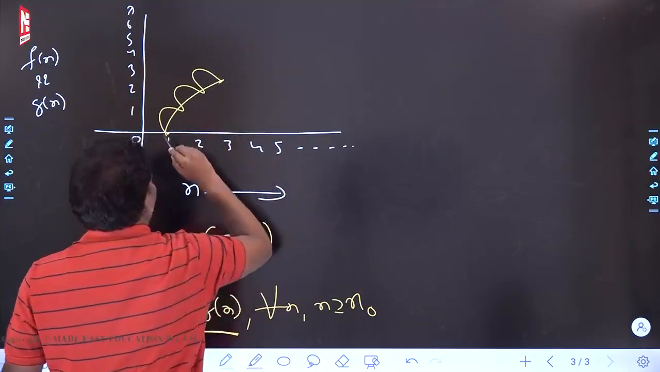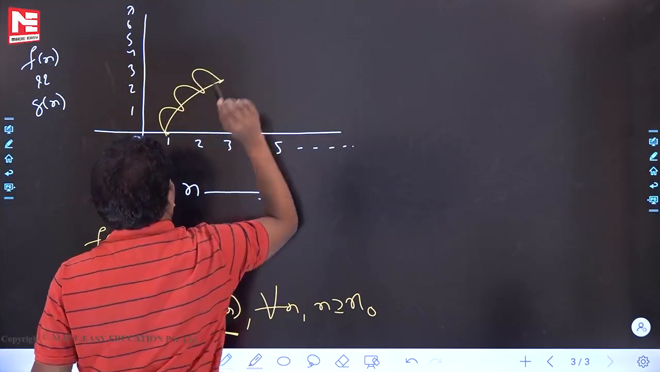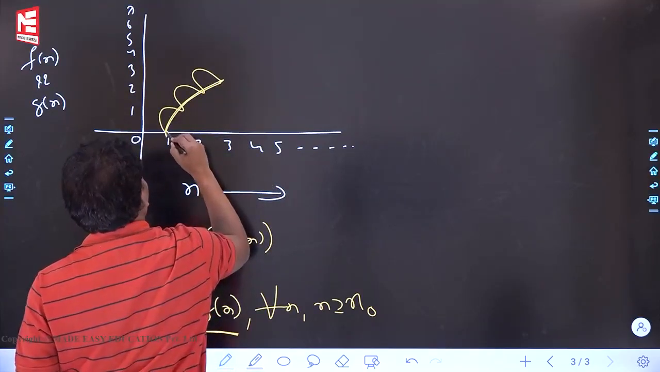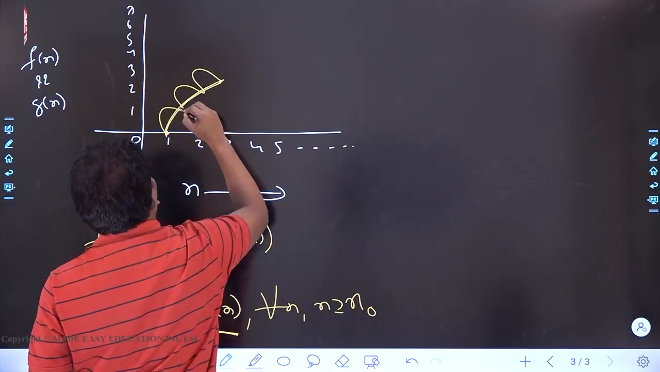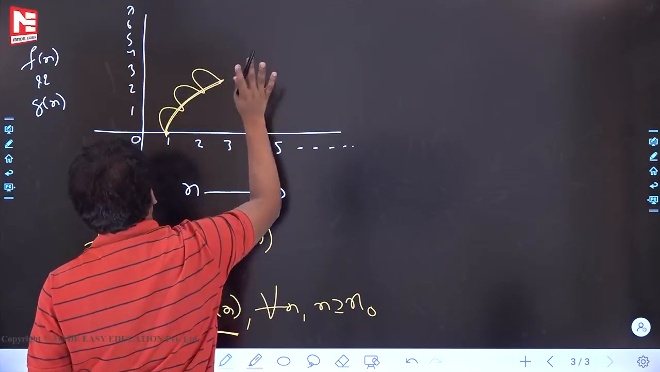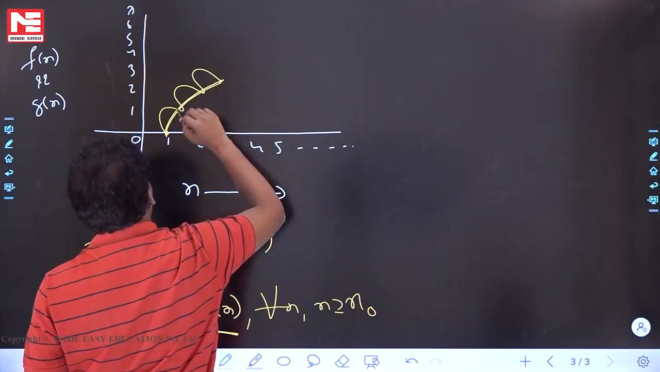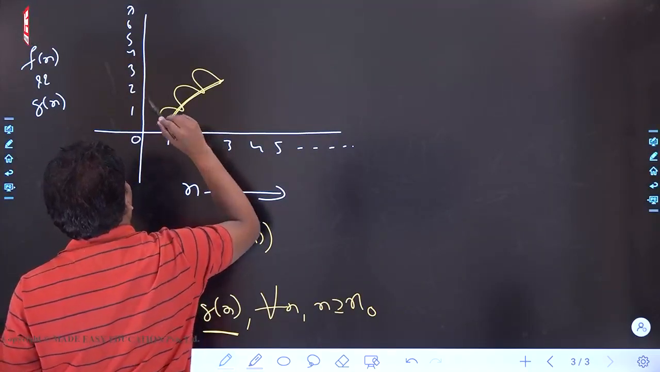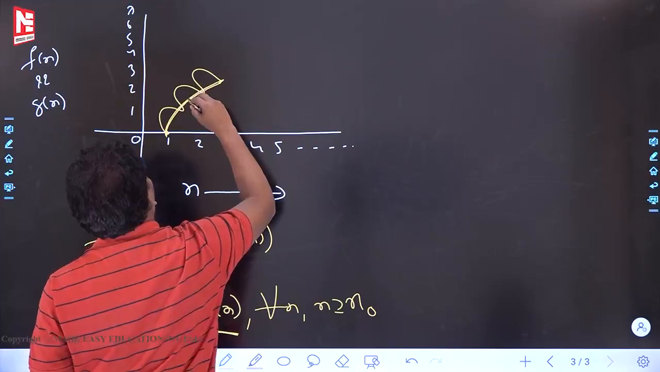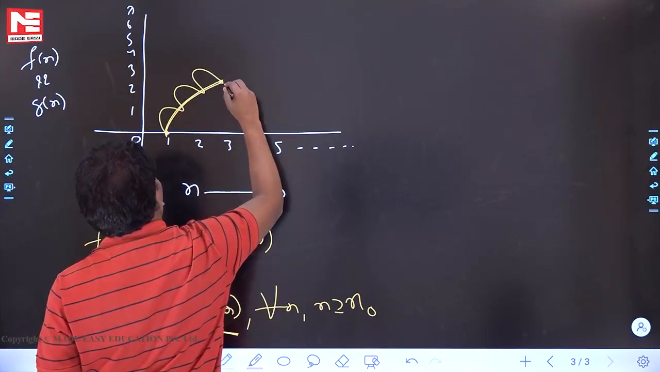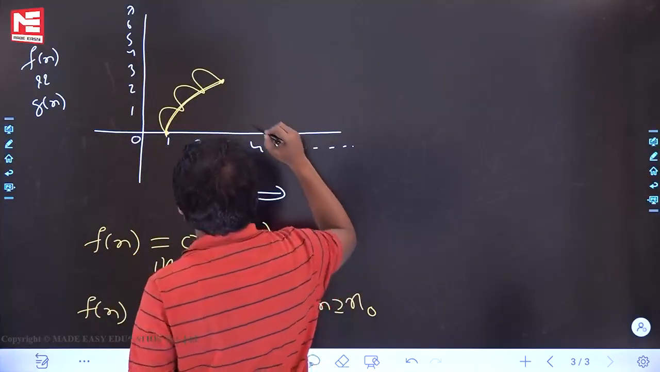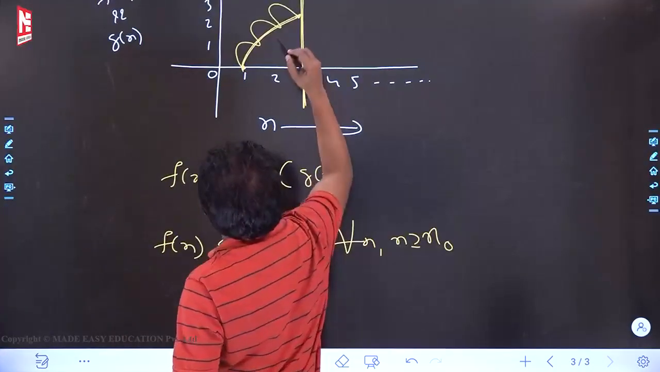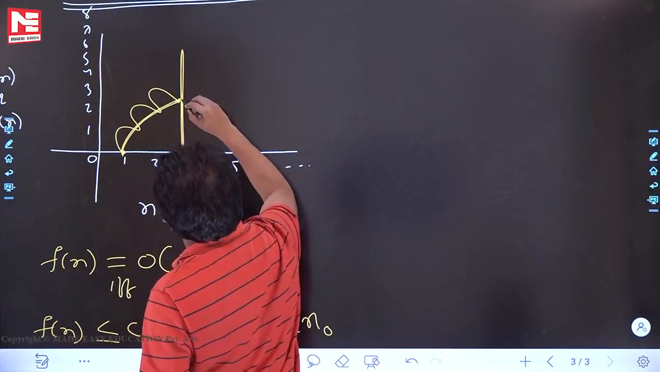See this one. The one which is increasing and decreasing, assume that is f of n. The one which is going straight like this, assume that is g of n. At this place, who is bigger? Both are the same. Here, f of n. Here, g of n. Here, f of n. Here, g of n. Isn't it something like that? See properly.